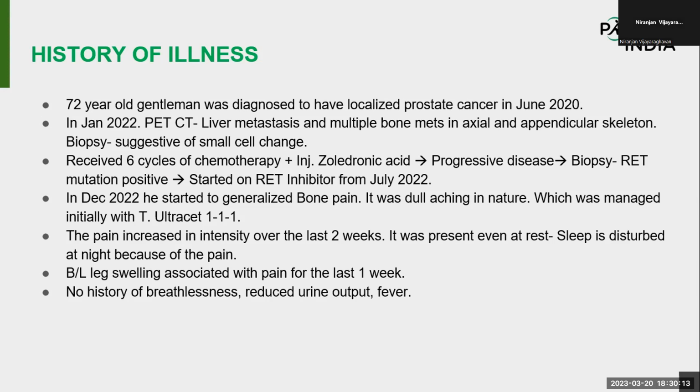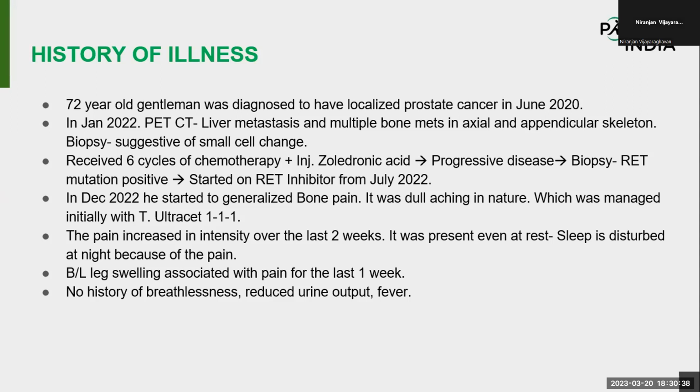Subsequently, 2 years down the line, he was found to have metastatic disease with extensive liver and bone metastasis in both axial and appendicular skeleton. Unfortunately, the traditional adenocarcinoma changed to a small cell type, so there was a rapid progression. He received 6 cycles of chemo along with bone-strengthening bisphosphonates, and had progressive disease. The repeat biopsy was suggestive of a RET mutated cancer. Then he was started on a RET inhibitor from July 2022.